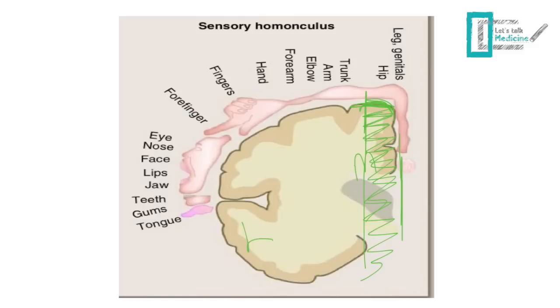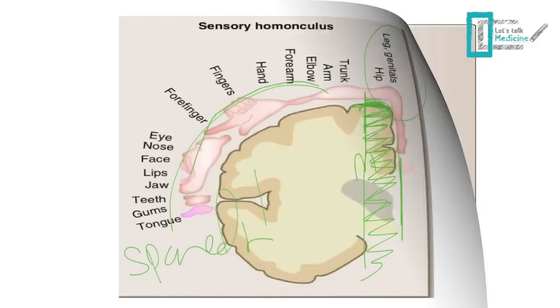So eventually, as you can imagine, you end up with only supplying the legs, the genitals and the hip. So the territory of the anterior cerebral artery is just supplying the hip area, the legs, the genitals. If this artery was occluded, you would imagine that the patient will have symptoms only in his hips and legs, while the trunk, arm, elbow, forearm, hands, fingers, and all the rest are spared.